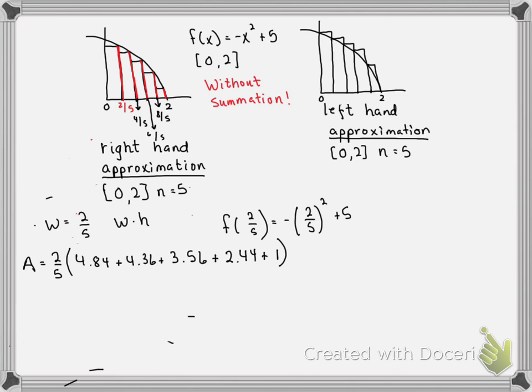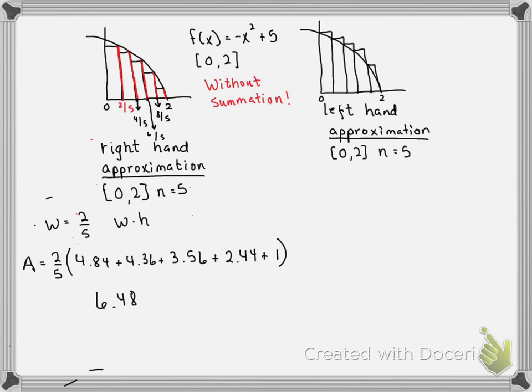Now, what we're going to do is add all of these numbers up inside the set of parentheses and then multiply that sum by 2/5. Okay, so adding up, times, we get an area of 6.48. That is the area when we have an underestimate. That is the lower sum.